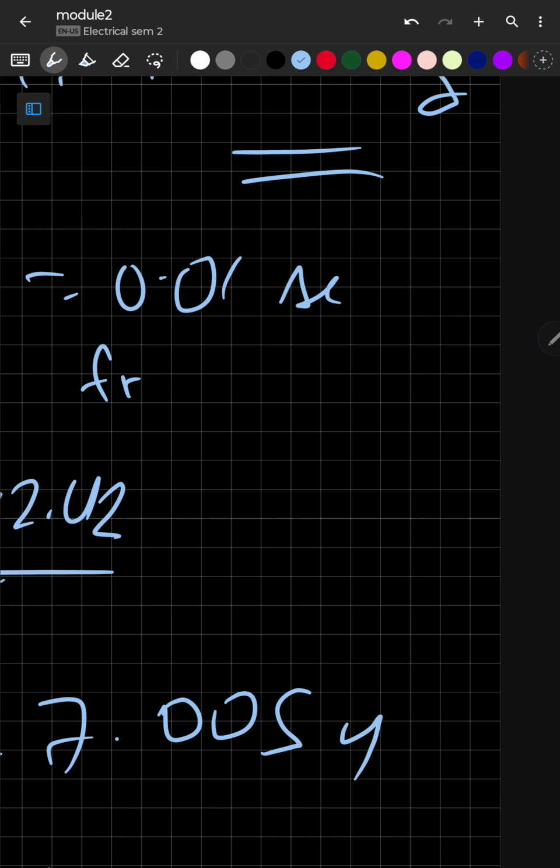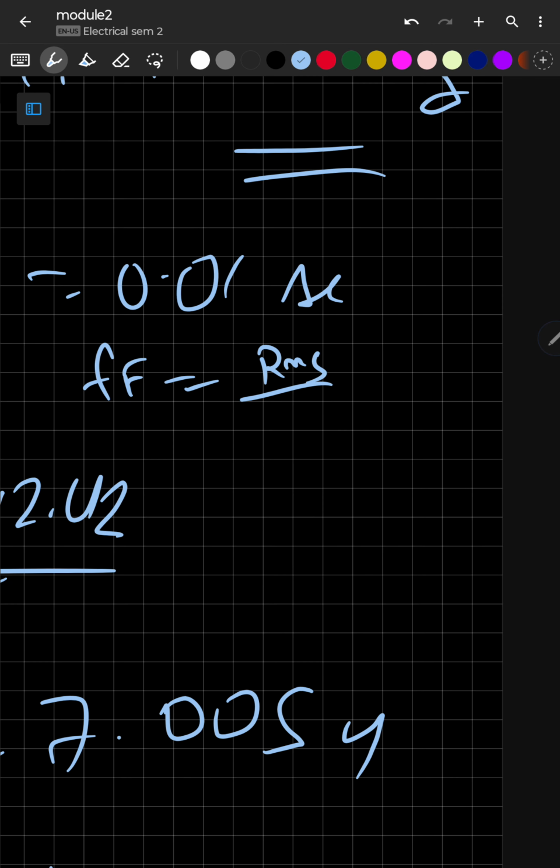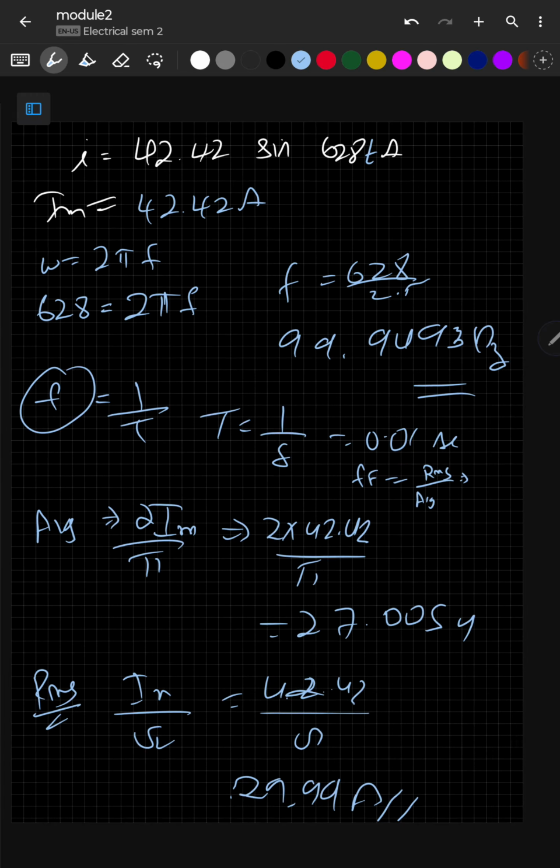Form factor means, remember, RMS by the average value. That is going to be, RMS value did we find out? Yes, 29.99 by 27.005. 29.99 divided by 27.005. That is giving me basically 1.11. I told it's a constant value. Remember, for RMS we call this itself.